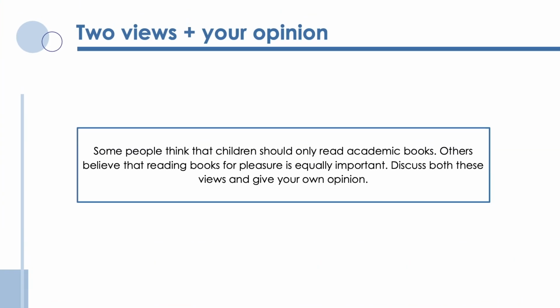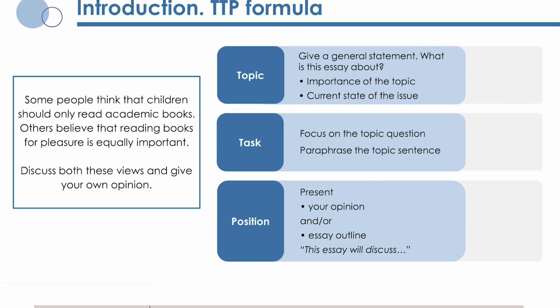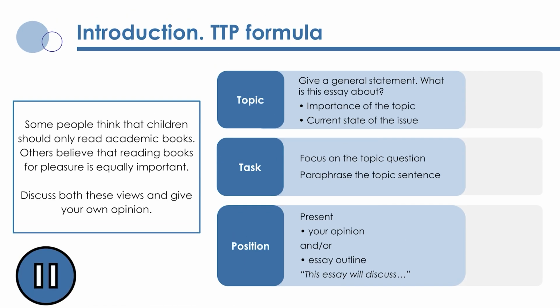Now, let's practice. The first topic is 2 views and your opinion essay. Some people think that children should only read academic books. Others believe that reading books for pleasure is equally important. Discuss both these views and give your own opinion. At this point, my course students would already have their ideas ready, but you can use ideas from my essay plan. Pause the video and write your introduction using the TTP formula.